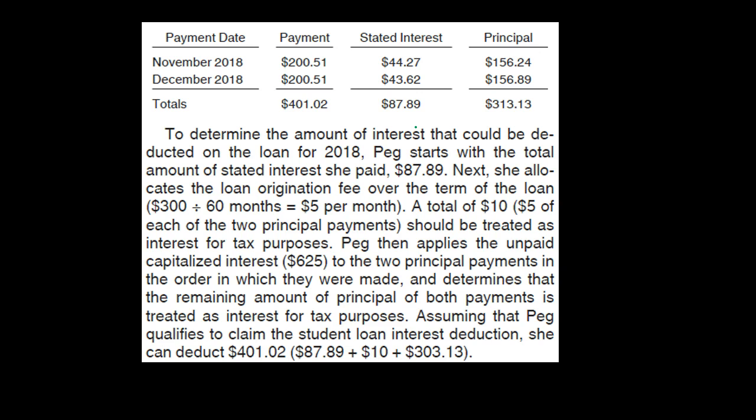We're looking for that interest on it. Back to the text. To determine the amount of interest that could be deducted on the loan for 2018, Peg starts with the total amount of stated interest she paid, $87.89.